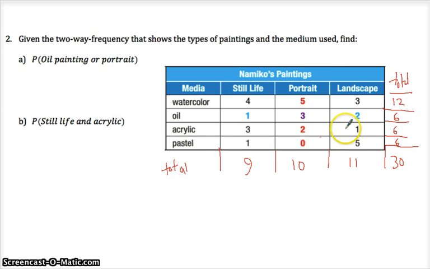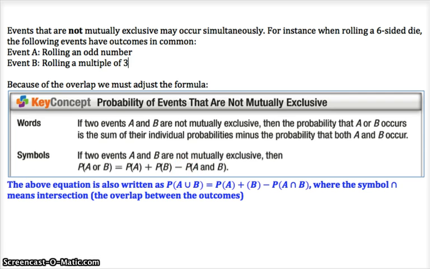So find the probability of oil painting or portrait. If we're going to select a randomly selected piece of art here, what's the probability that it's an oil painting or it's a portrait? Well, I would think of it this way. The probability of an oil painting is all of these. Probability of a portrait is all of these. We don't want to count this 3 twice, though. Since these are not mutually exclusive, we have to follow the rule that says you add the 2 up and then subtract out the overlap.